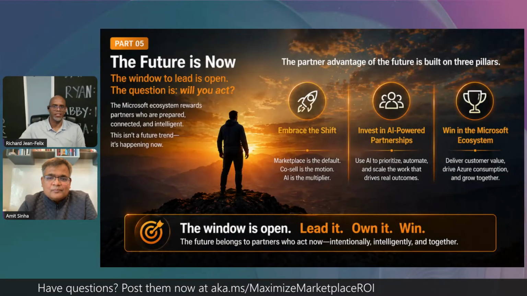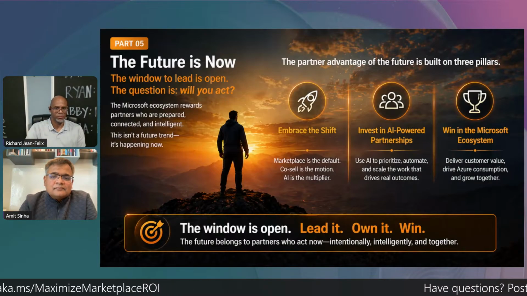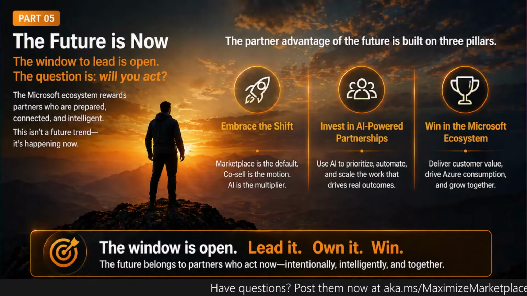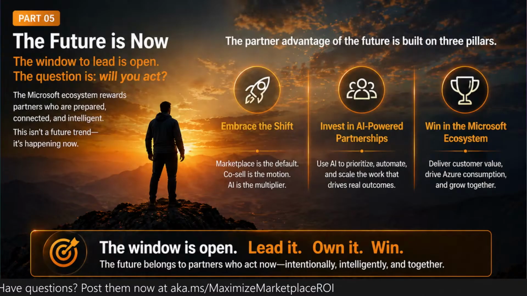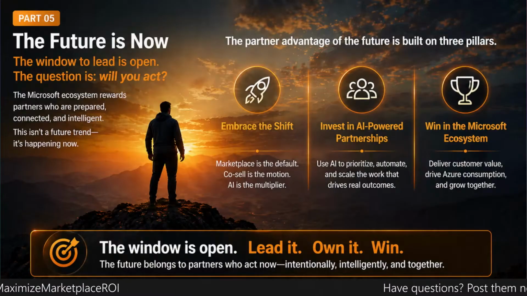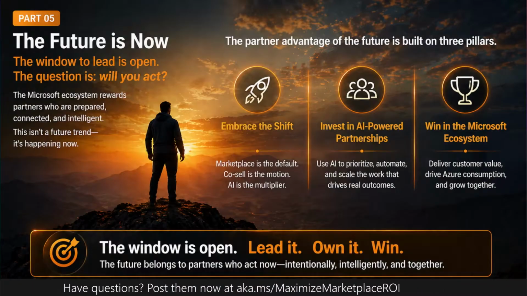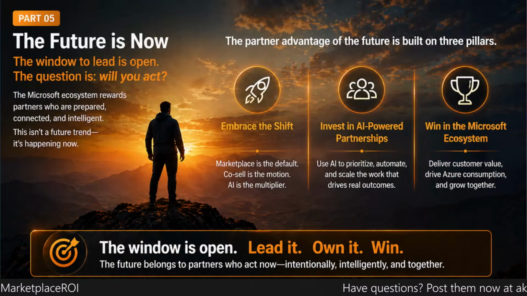This is how they can take advantage of the future that's built on the following three pillars. They're going to embrace the shift where they make marketplace the default, co-sell the motion, and AI the multiplier. They're going to invest in AI powered partnerships, using AI to prioritize, automate, and scale the work that drives real outcomes. This is what's going to help them win in the Microsoft ecosystem and deliver customer value, which is important for both sides.